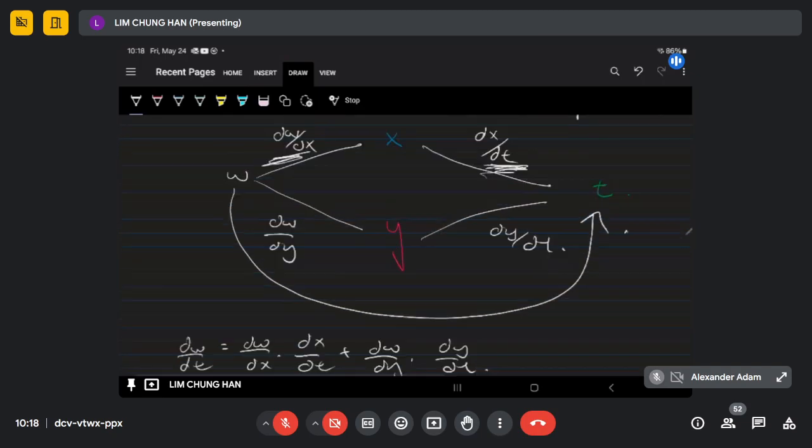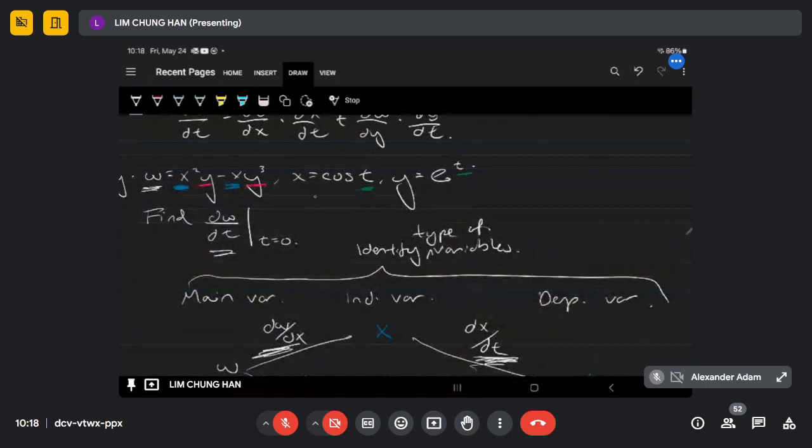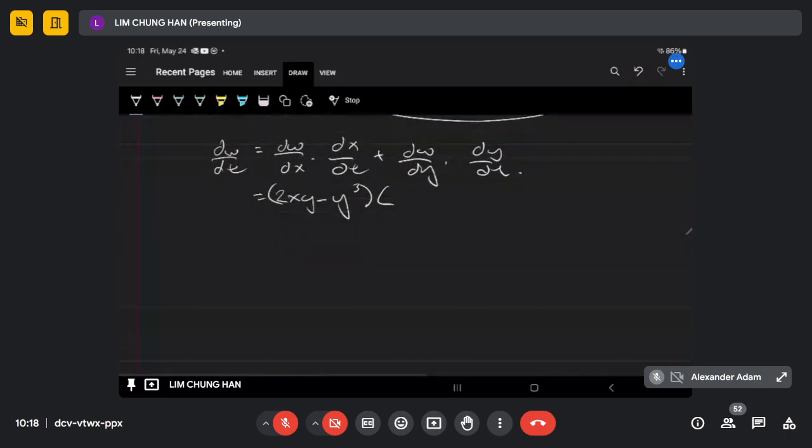Okay, and then dx dt. What do you get when you do dx dt? Well, x is cos t. dx dt becomes negative sine t, right? Yeah. Okay.